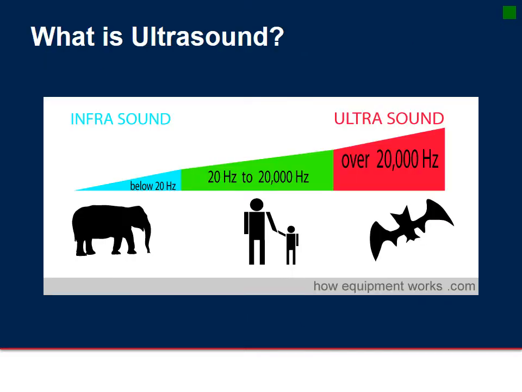So ultrasound is just one of the types of mechanical sound waves. The frequency of sound that humans can audibly hear is between 20 hertz and 20,000 hertz. Ultrasound is above that frequency, above 20,000 hertz.